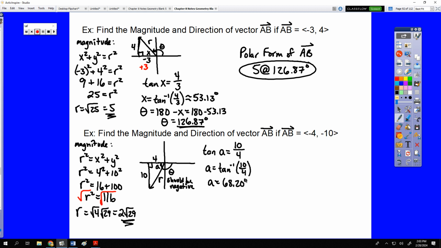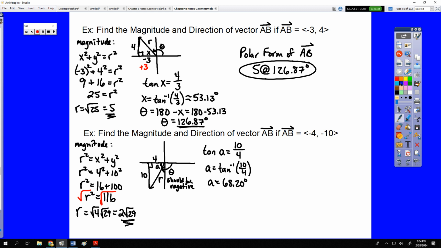68.20 degrees. Okay? Now, there are a couple of different ways that we can write this angle. Since we are in quadrant 3, our basic practice should be that since we're finding the angle between the positive x-axis and the vector, we should have a negative angle here. You also could think of this as being in the third quadrant, in which case you could find the angle between the positive x-axis and the vector, which would actually be more than 180 degrees. But I think we're going to go negative in this video here, okay?